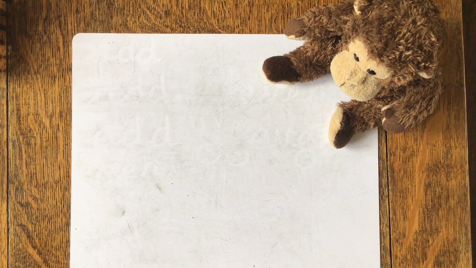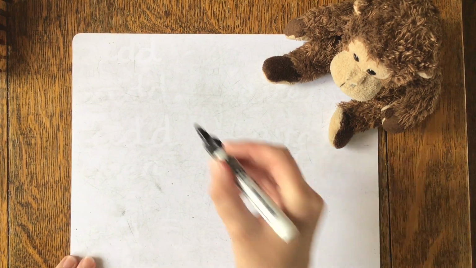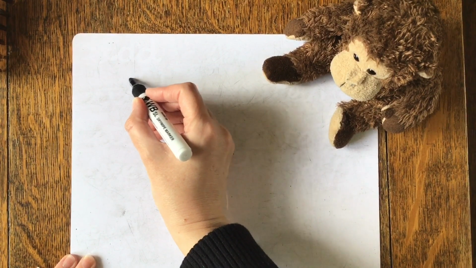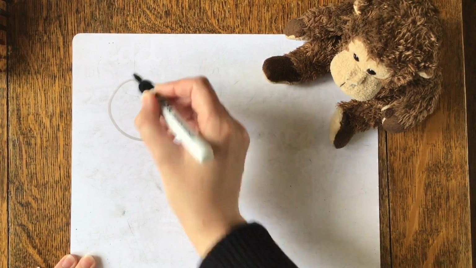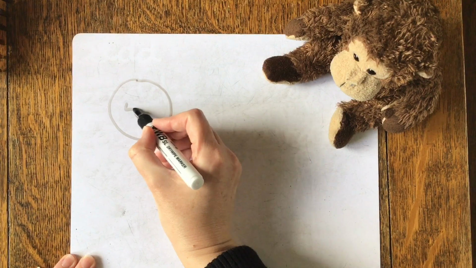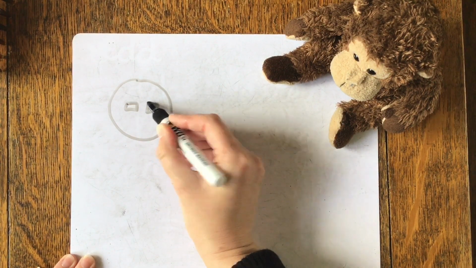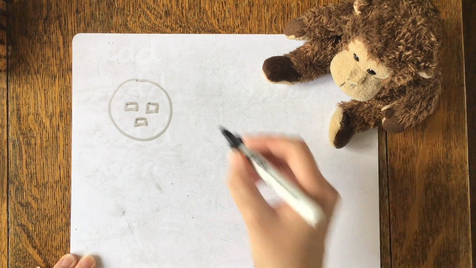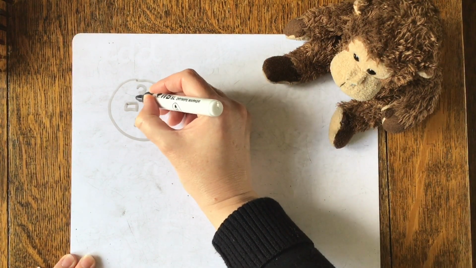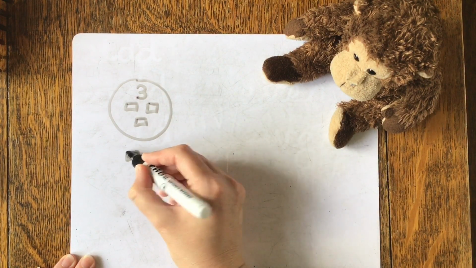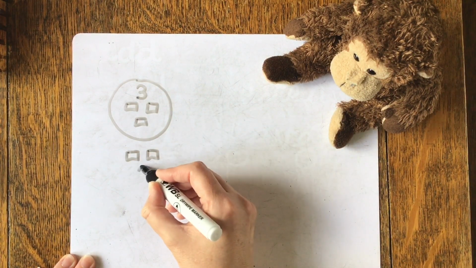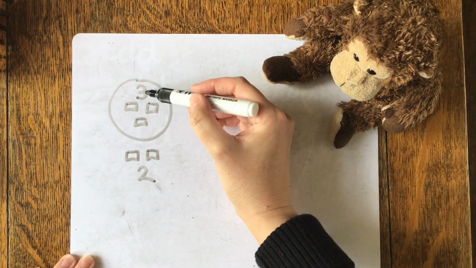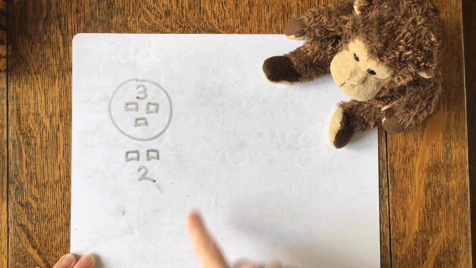So how could I record what I found out? Do you know, I think I'm going to draw it to begin with. So I'm going to draw my hoop. And in my hoop, I'm going to draw my beanbags. I had 3 in the middle, so I'm going to write the number 3 as well. And on the outside, I had 2. 3 and 2 all together made 5.